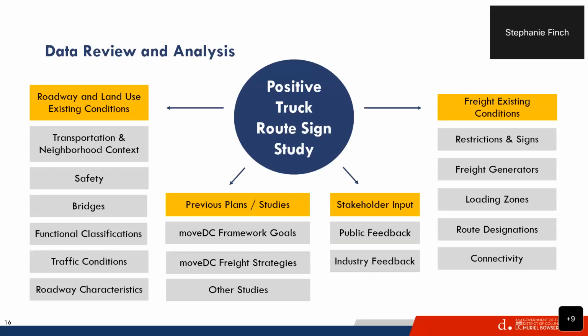There's a lot of components that went into the overall study in each of the sort of subsections that we mentioned earlier. We used publicly available DDOT data from the district's open data site. We used the previous plans and studies, as I mentioned. We conducted stakeholder outreach in the winter of 2022. We looked at existing conditions, connectivity, roadway characteristics, traffic, and a lot of pieces to make sure that we're getting the full picture of how truck traffic is currently functioning in the district.